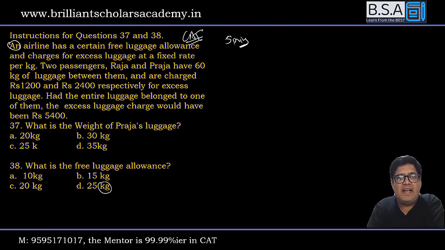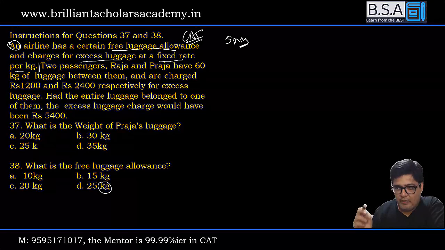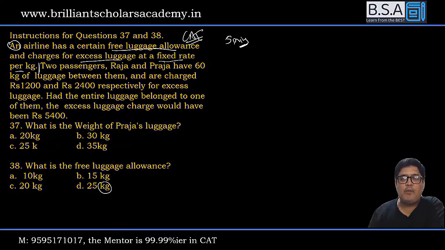An airline has a certain free luggage allowance and charges for excess luggage at a fixed rate per kilogram. Like you carry your luggage to an airport, they say 35 kilograms or 30 kilograms or 20 kilograms you can carry for free. If you carry above that, you have to pay a certain extra charge. That extra charge will be per kilogram. So there is a free limit. Above free limit, everything has to be paid for in per kilogram terms.